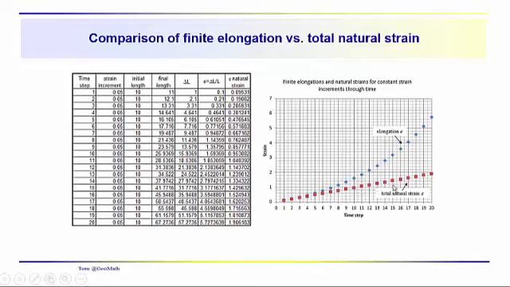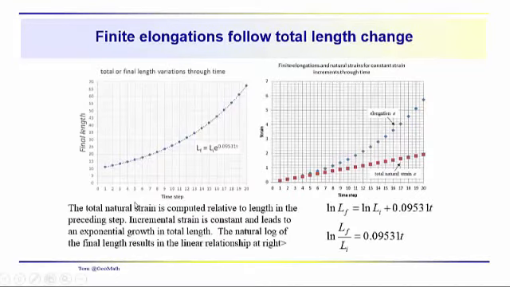Now notice that the total natural strain increases linearly, and we'll show why that is in a minute, whereas the elongation increases exponentially. So if we take a look at the final lengths, for example, we can fit an exponential function: the final length in terms of the initial length, times the base e to the 0.09531 times the time step.